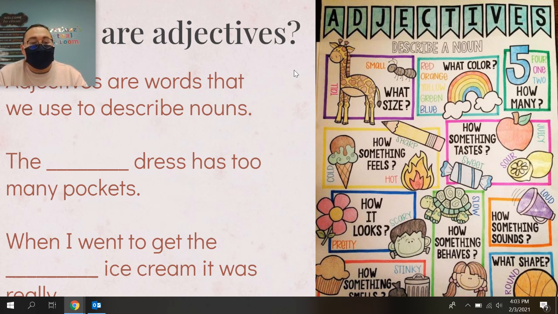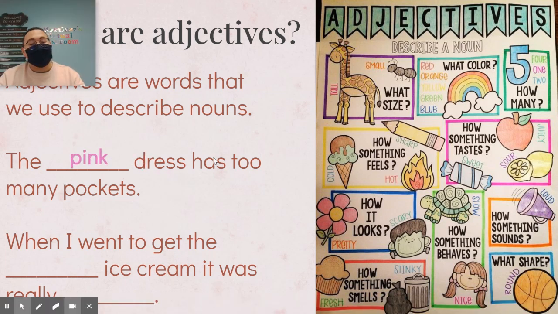So look at this sentence here. It says, the blank dress has too many pockets. How could I describe this noun? Well, I could say that the dress is pink. I can describe it using an adjective, pink, right?